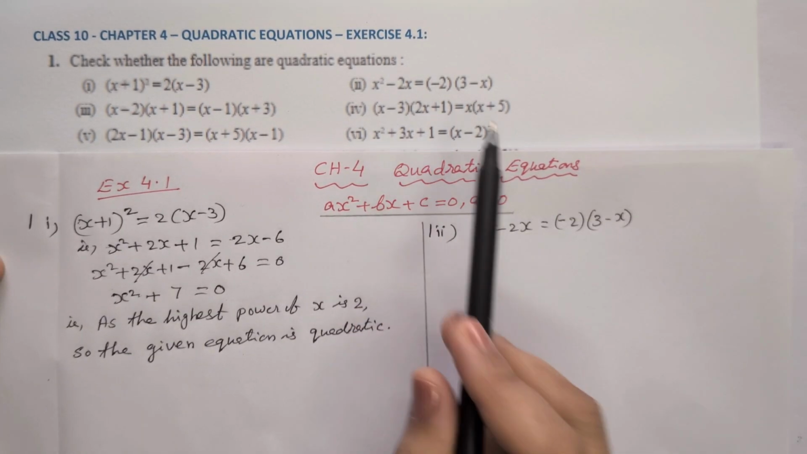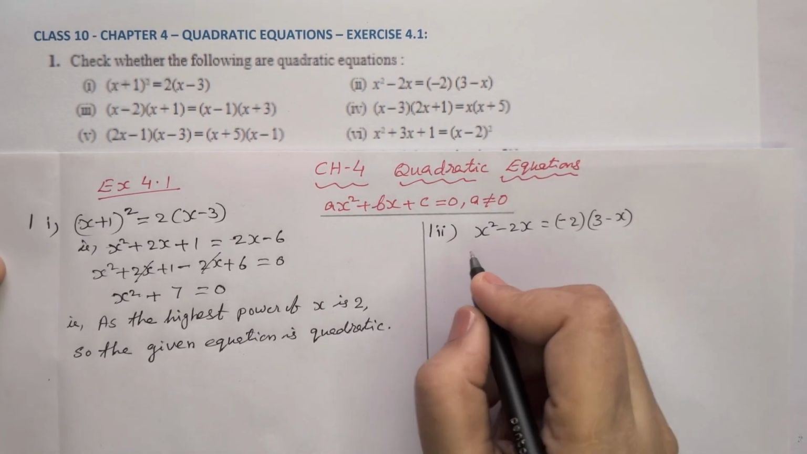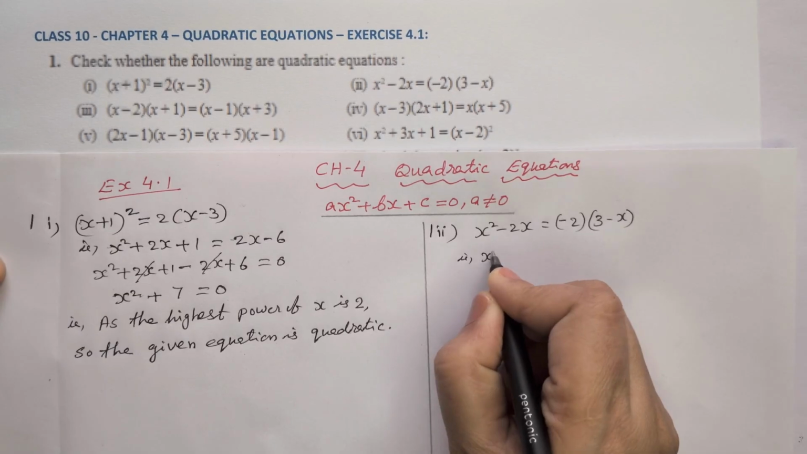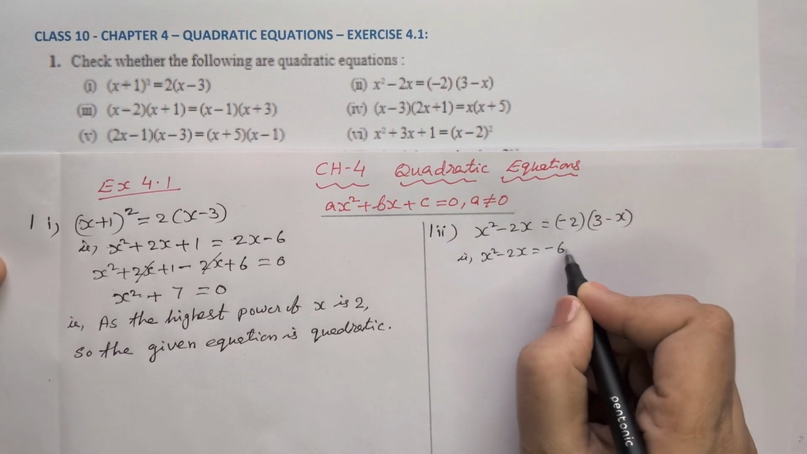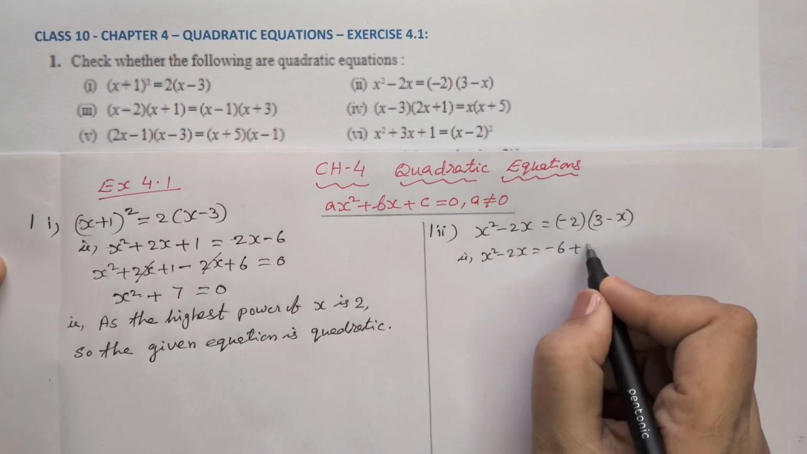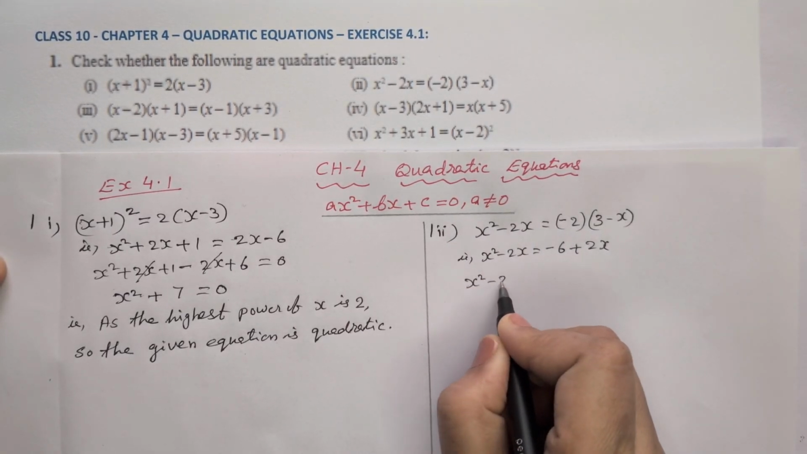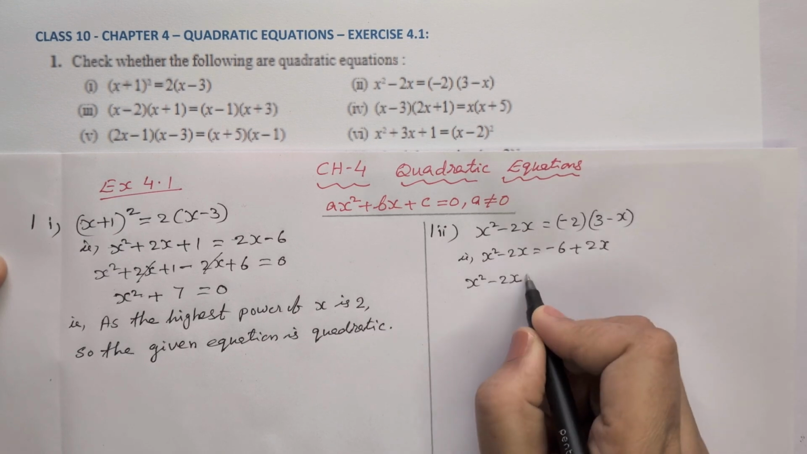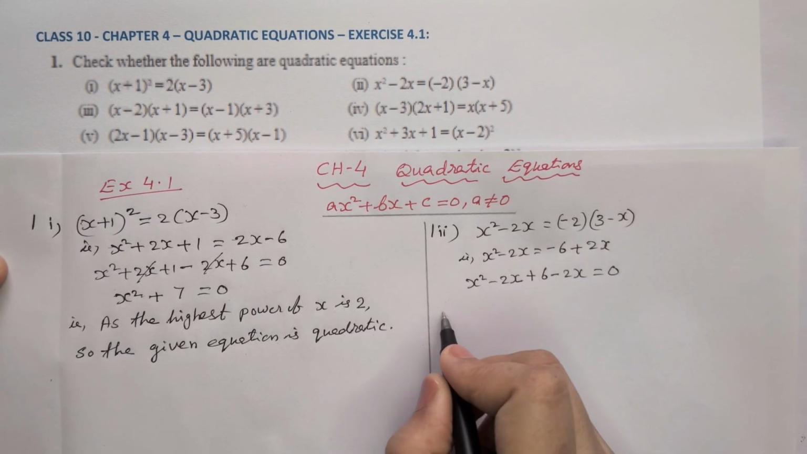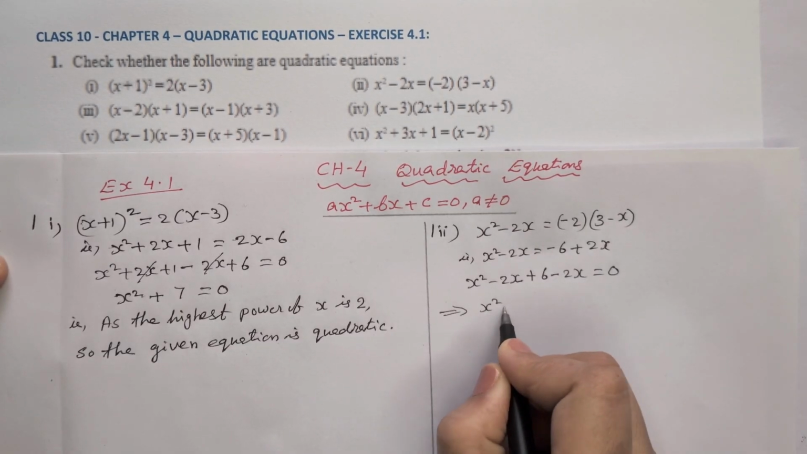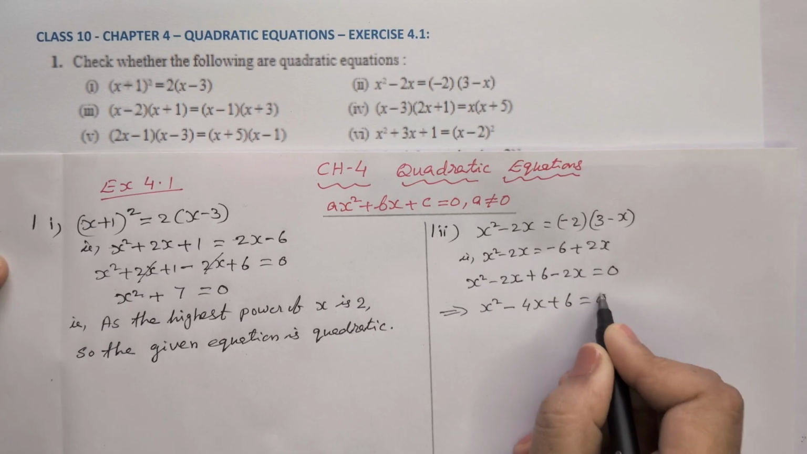Second one, x square minus 2x is equal to minus 2 into (minus 3 minus x). That is, x square minus 2x is equal to, open the bracket, minus 6 plus, minus into minus plus 2x. When we are moving to the other side, x square minus 2x is already here, and this plus 6 minus 2x is equal to 0, which implies x square minus 4x plus 6 is equal to 0.